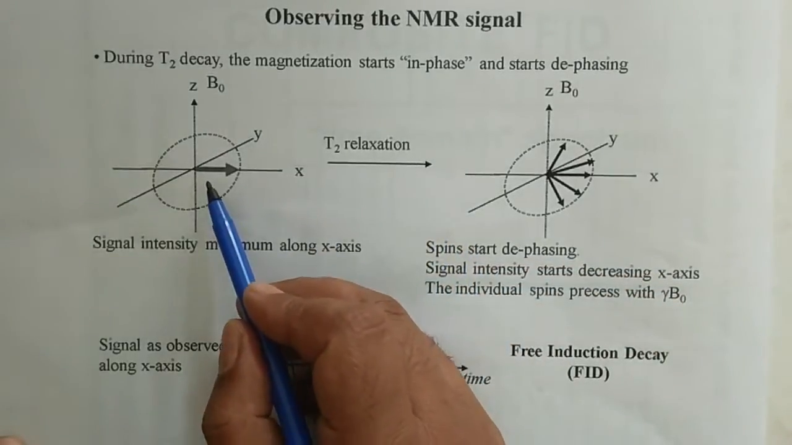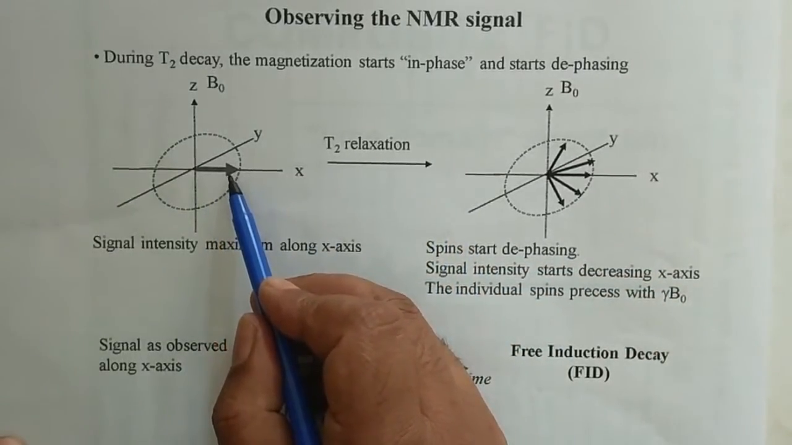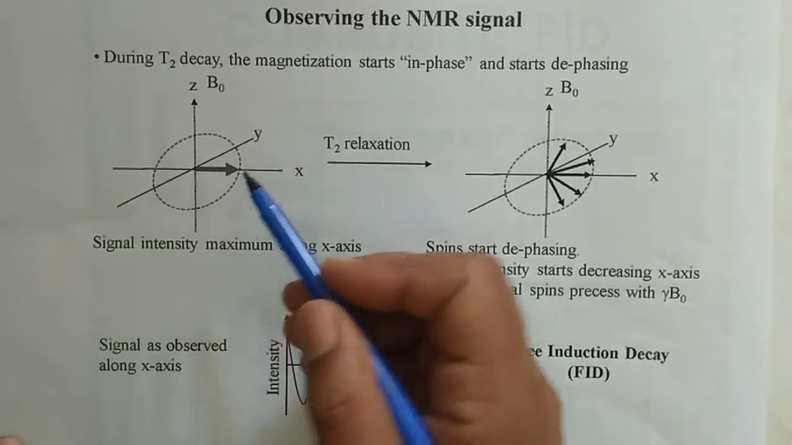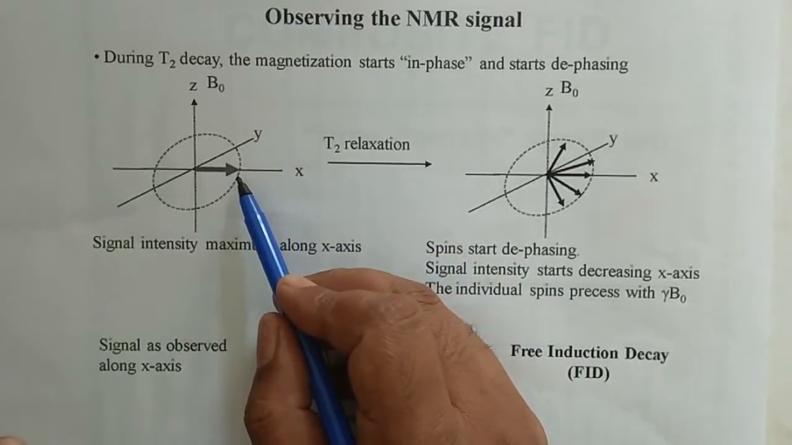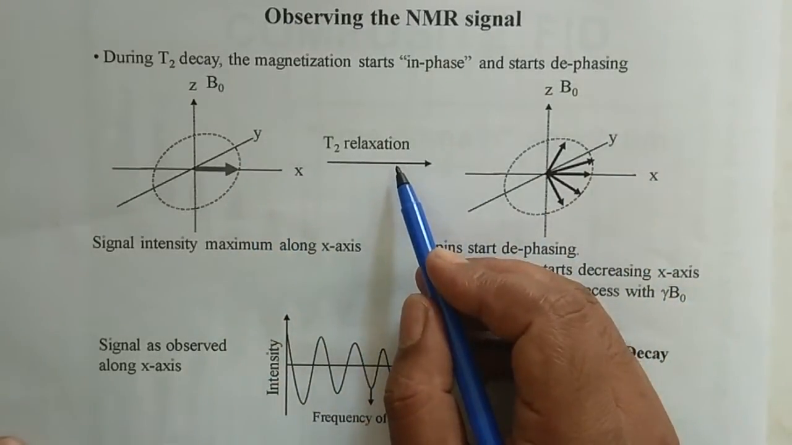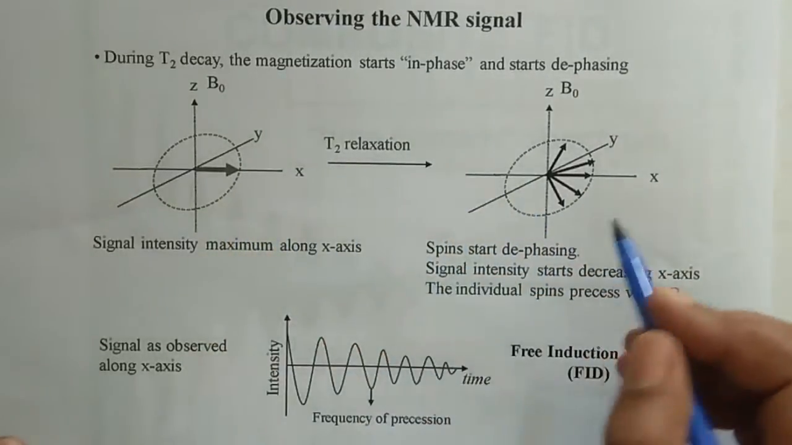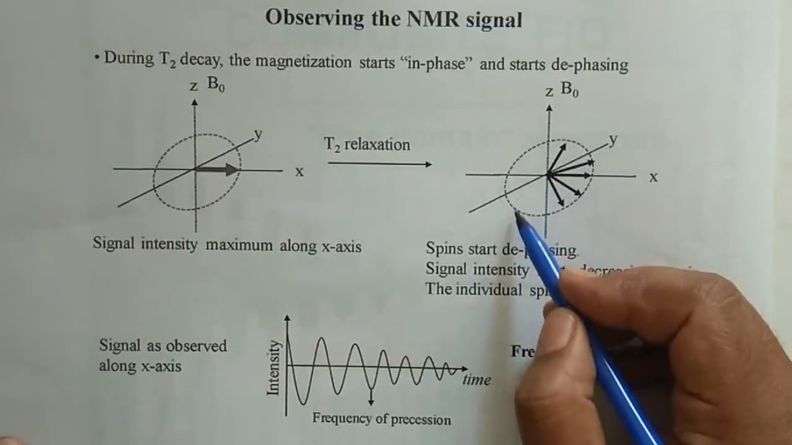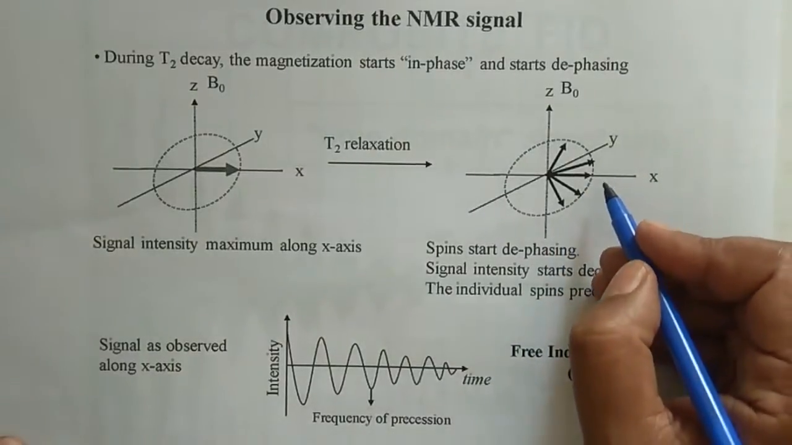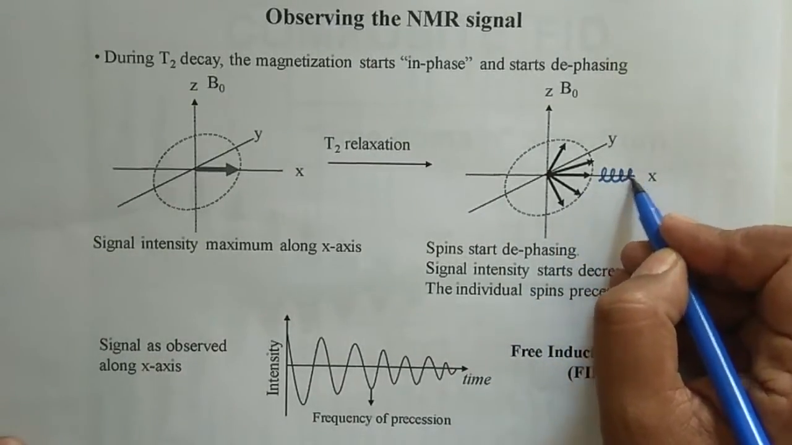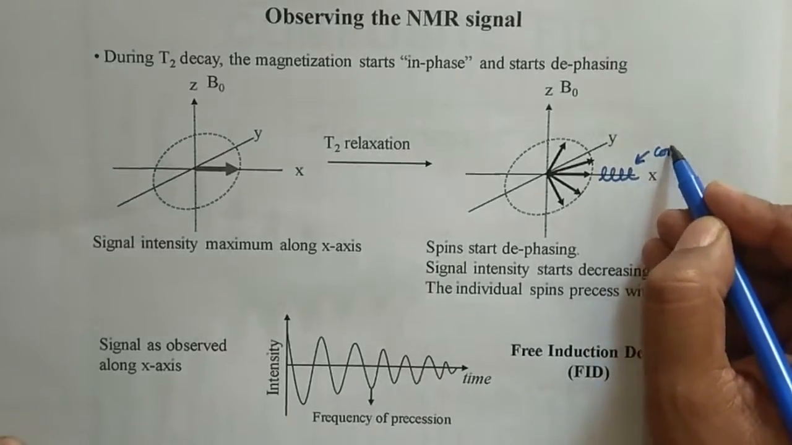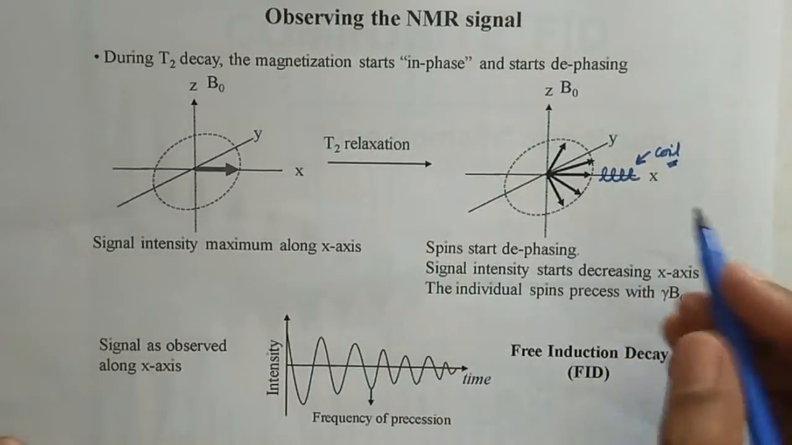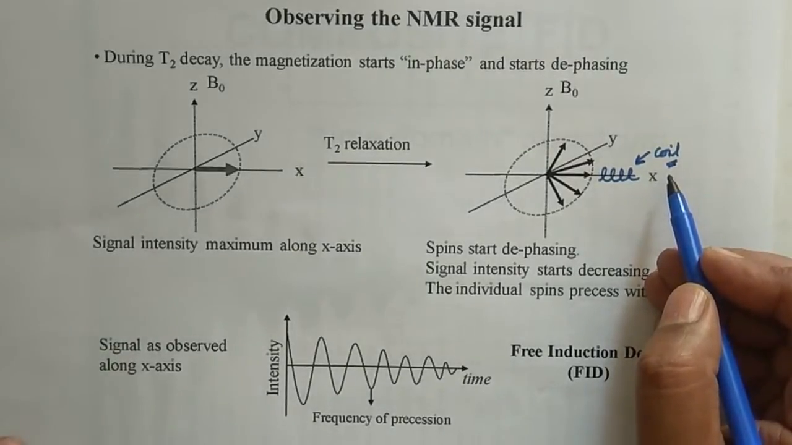So what would happen? The spins which were bunched together when we applied the RF radiation, when I switch off that RF radiation, due to this T2 relaxation, these bunched spins now begin to separate, and now they will spin in the XY plane freely, right? At this point, if you put a coil here in this direction, there would be a current in this coil, and this current would give you the EMF, and this EMF is your NMR signal.